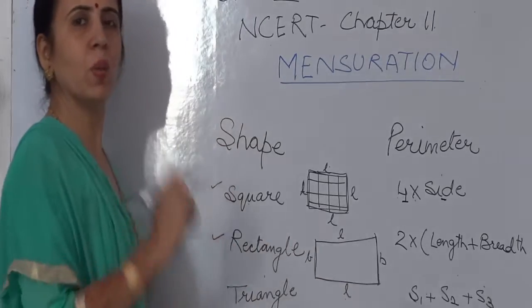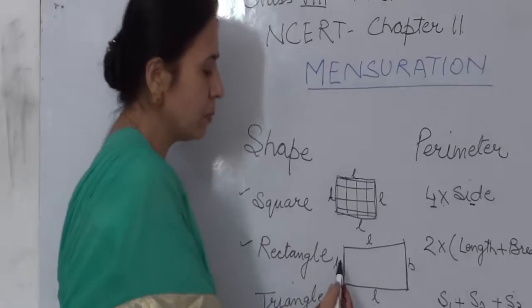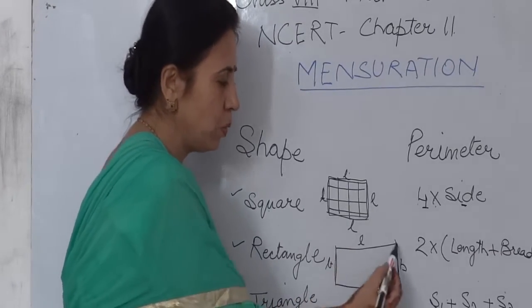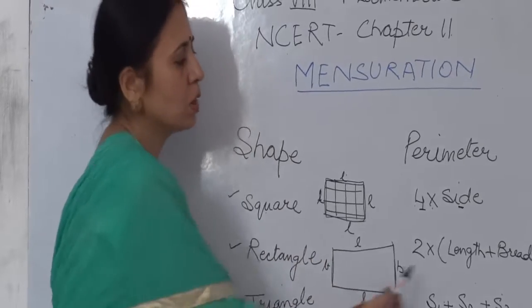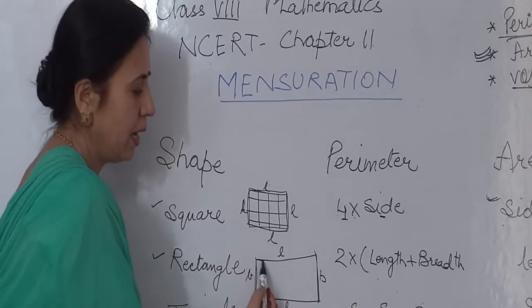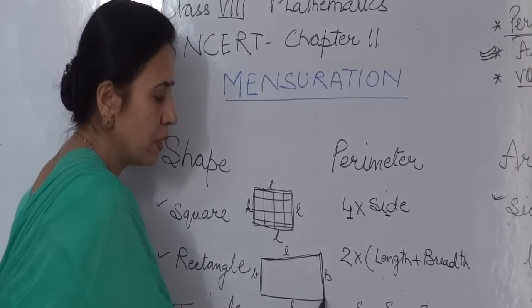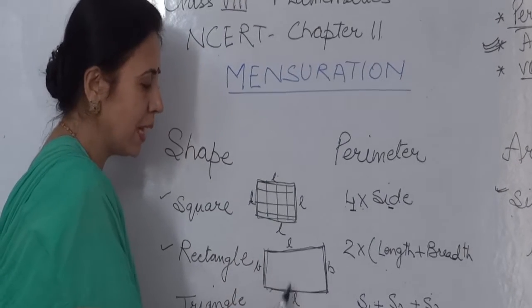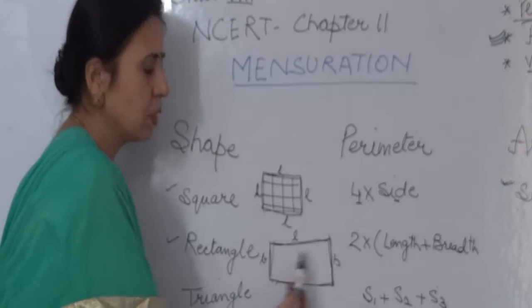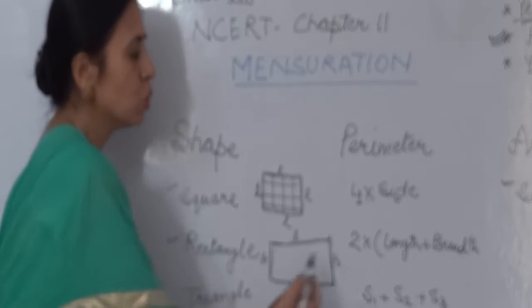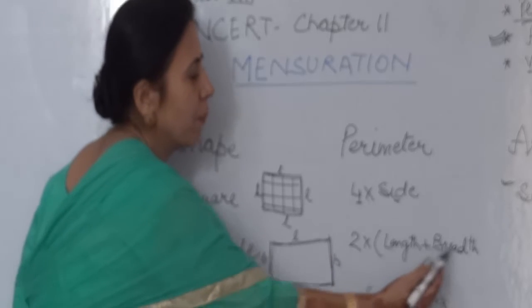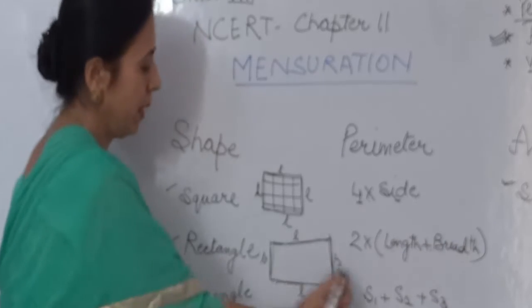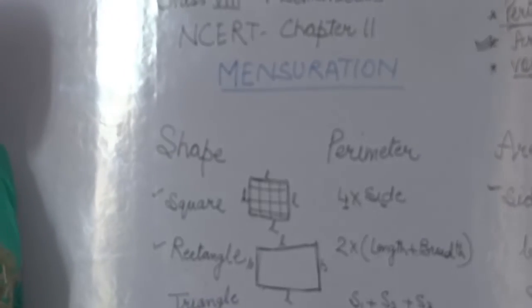Now see, you are calculating the perimeter. Perimeter means, I told you earlier, boundary. Let's see how this formula is formed. Length plus breadth plus length plus breadth. So that means length is coming 2 times, breadth is also coming 2 times. So 2 times of length and breadth added makes the perimeter of rectangle.